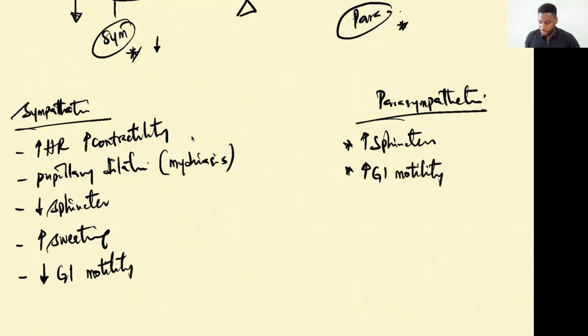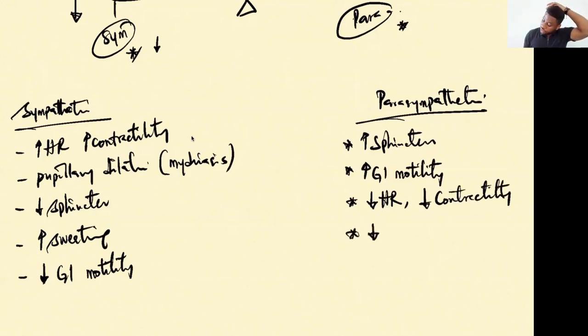These are things that will happen when a person is full. You probably lie down to sleep. If you're sleeping, your heart rate goes down. Your heart does not need to work a lot. Contractility goes down.